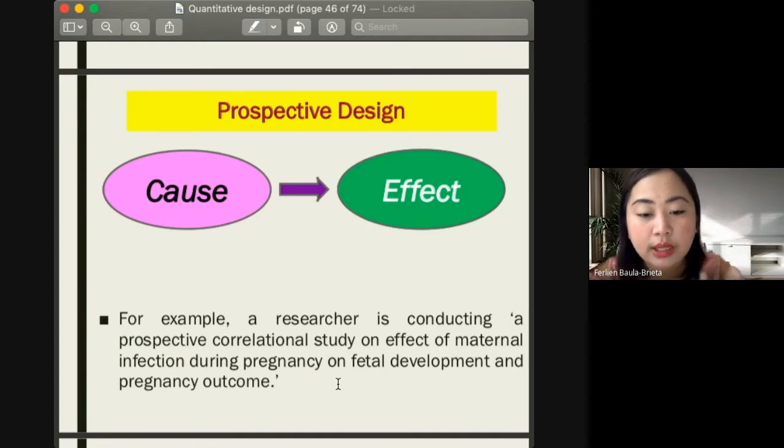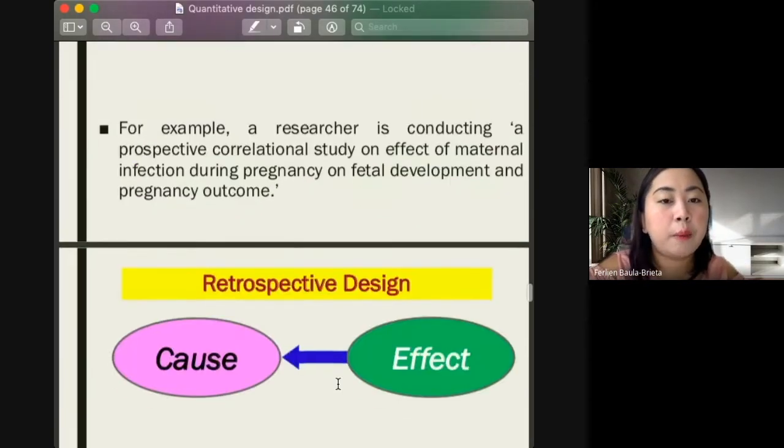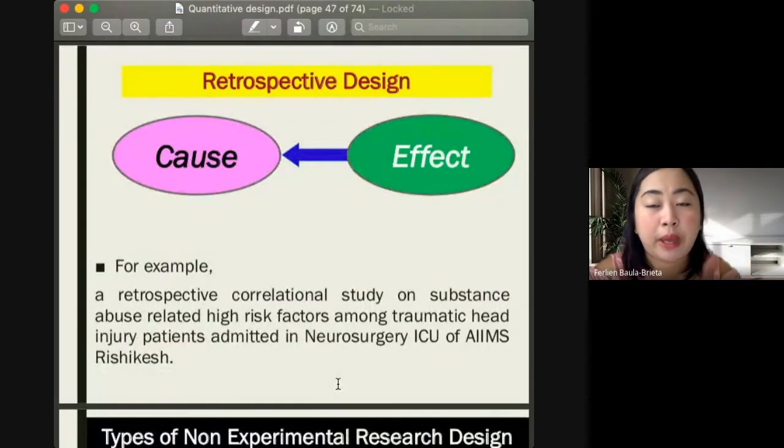In our setting right now, we are not able to do prospective design because it needs significant time. It needs a lot of months to conduct and to establish effect, and we don't have the opportunity to do that at this point. But we can do retrospective design, where we have already identified the effects. The effects are visible in the present time. So we can go back and analyze what is causing the effects that we are experiencing right now.